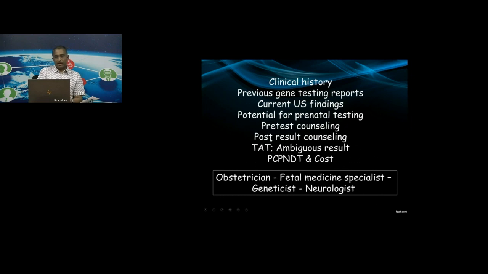So it boils down to say that, yes, the obstetrician, the fetal medicine specialist, the geneticist, and the neurologist have to work in tandem to take this couple to as close a diagnosis as possible, and to see if we can extrapolate the diagnosis into the fetus and give them a prenatal diagnosis.